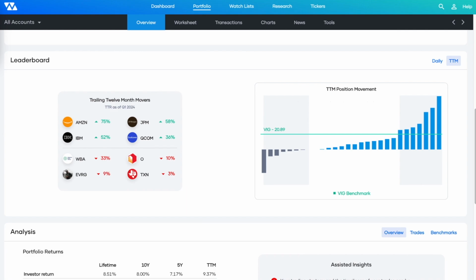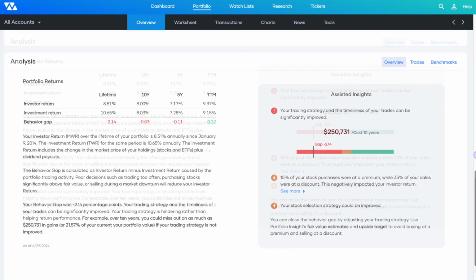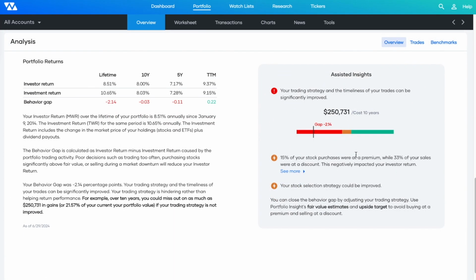And now the all-important analysis section, which you can find by scrolling to the bottom of the performance overview page. The first thing to notice is the annualized portfolio returns over different time frames: the lifetime of your portfolio, and over the last 10 years, 5 years, and the last 12 months. Portfolio Insight calculates your investor return for each time frame and annualizes the results. Portfolio Insight also calculates the investment return for each time frame and annualizes the results.